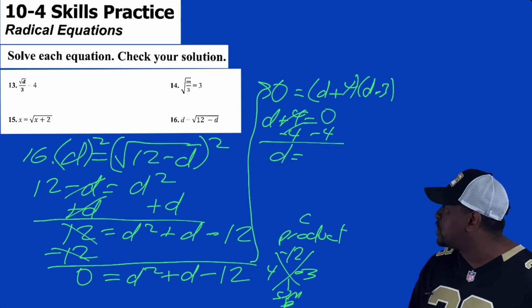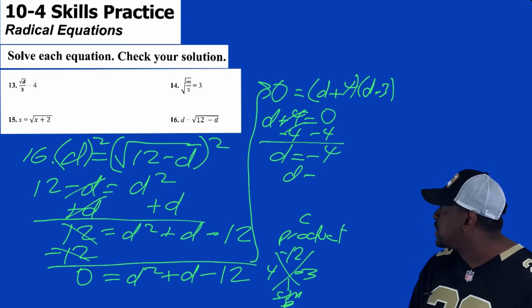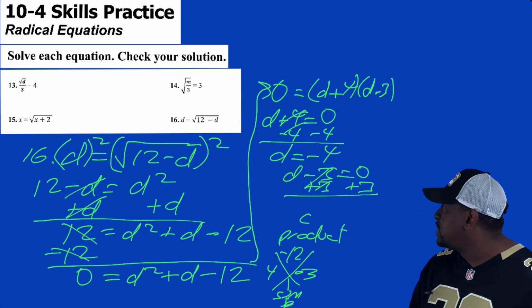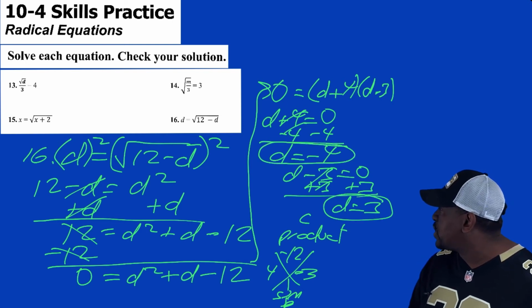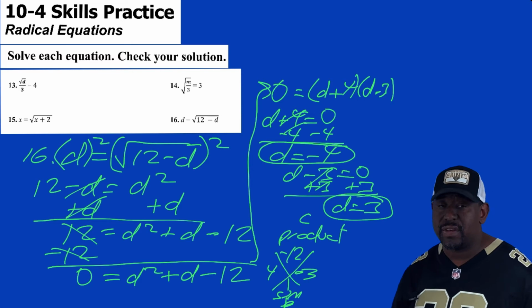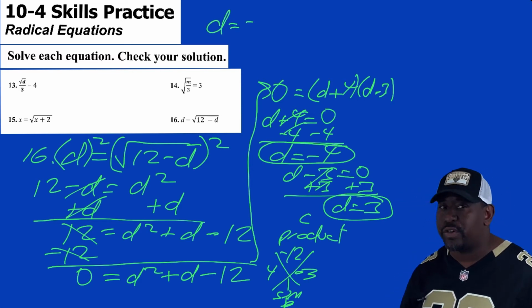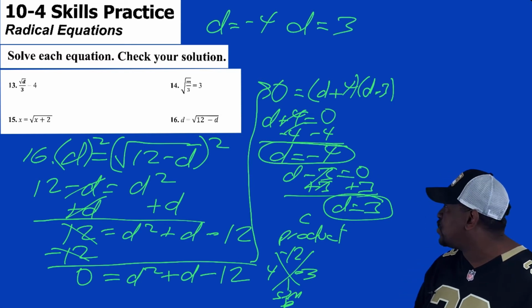In the first one, you subtract 4 from both sides, and d is equal to negative 4. You take the other equation, d minus 3 equals 0. You add 3 to both sides because that's the inverse, and d is going to equal 3. So your two solutions are negative 4 and 3. Now you have to check, because we got two solutions, but one of them might not be valid. Both of them might not be valid. They might both be valid, so we have to check.